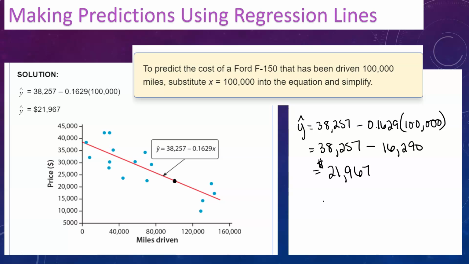It is unlikely that if we found a truck that had been driven exactly 100,000 miles, it would cost exactly $21,967. It's a predicted amount. It's not going to be perfect. None of those blue dots in that picture actually fall perfectly on the line. We are making predictions here to get close.